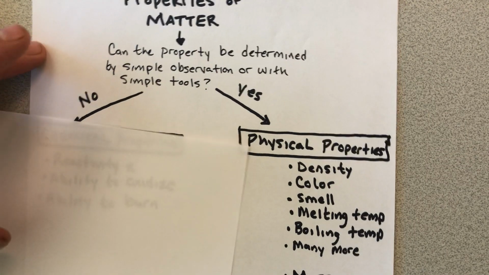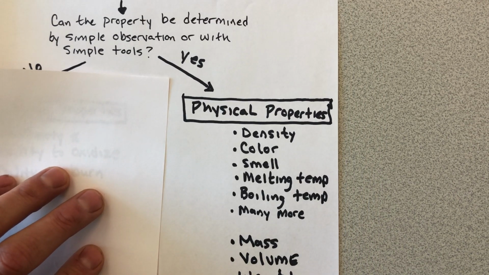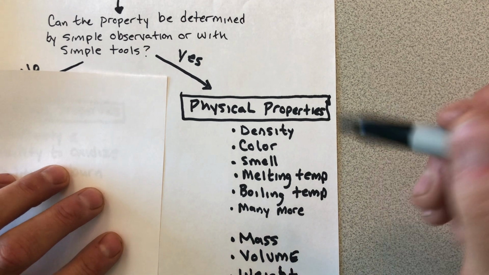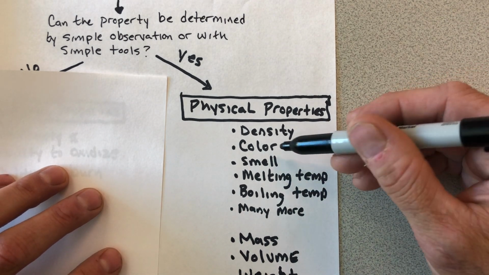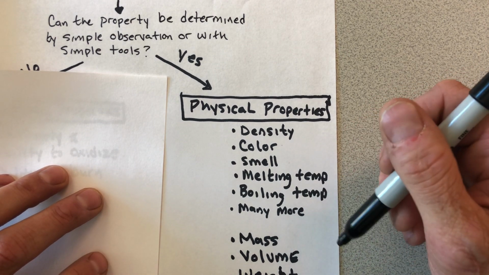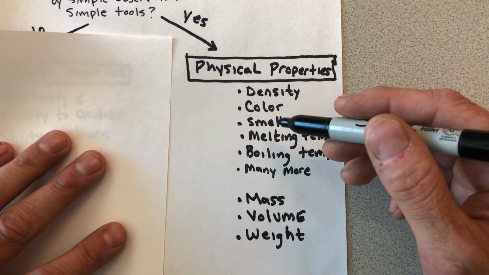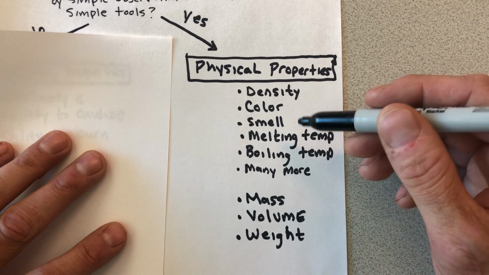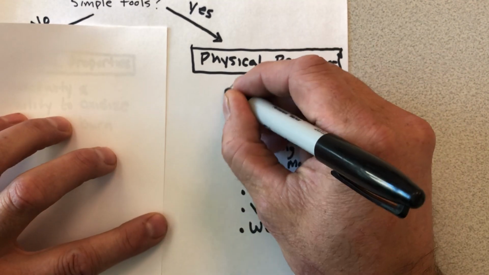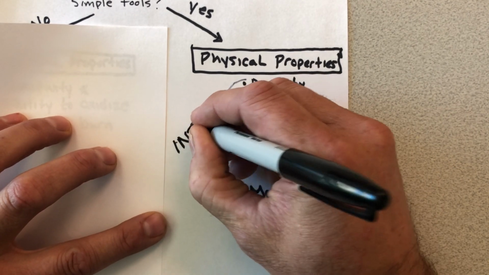On the other hand, if you can just make a simple observation of a substance, that is usually a physical property. And physical properties are things like density, color, smell, melting point, boiling temperature, and there's lots more that you could probably come up with. These are just easy ones to basically just make a quick measurement of or just observe using your senses. These guys, by the way, these are known as intensive properties.